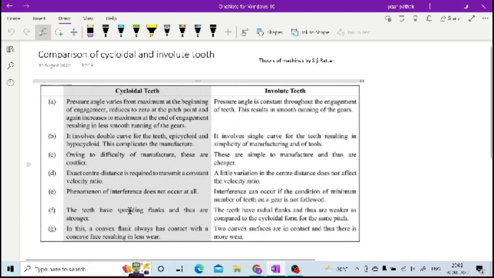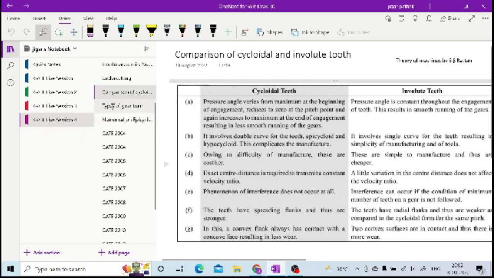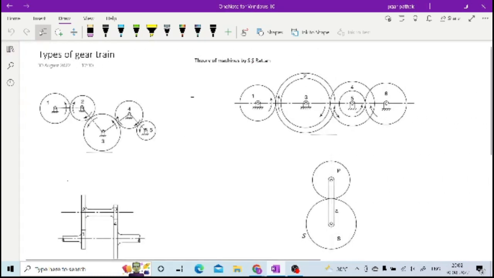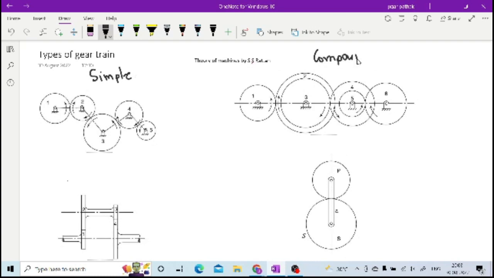So this is how you are having these differences between the cycloidal and involute, right? So once you have these different terminologies and different important aspects of gear, then we can go to the types of gear train. The types of gear trains are: simple gear train, then compound gear train, then reverted gear train, and then epicyclic gear train.